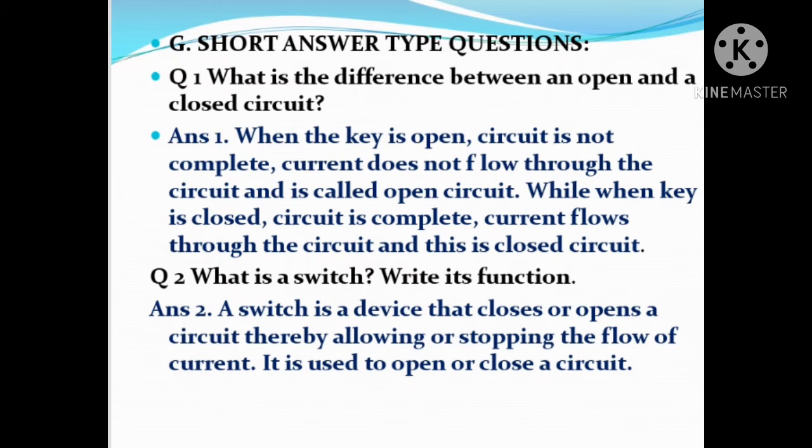While when the key is closed or the switch is on, the circuit is complete, current flows through the circuit, and this is a closed circuit. Children, you can differentiate open circuit and closed circuit. In an open circuit, the switch is off, current is not flowing and the appliances will not work. Whereas in a closed circuit, the switch is on, the circuit is complete, current flows through the circuit and the appliances will work.